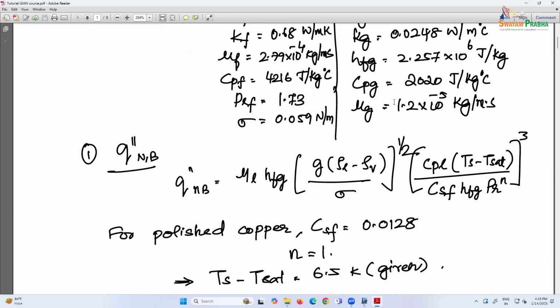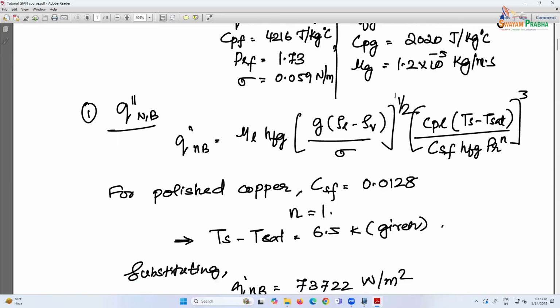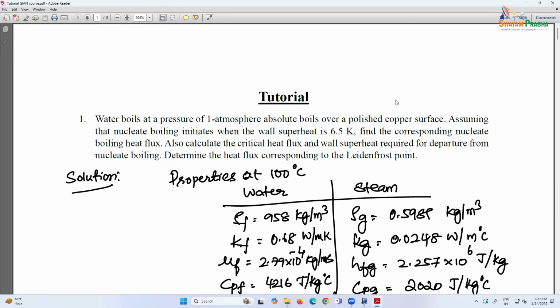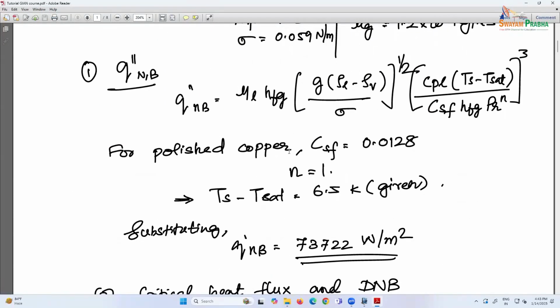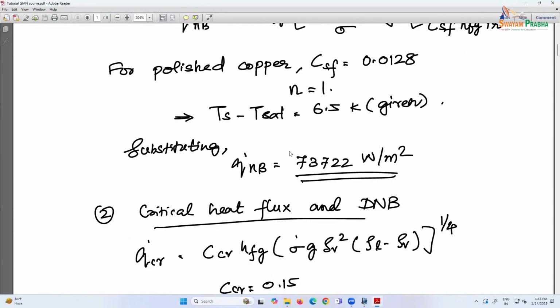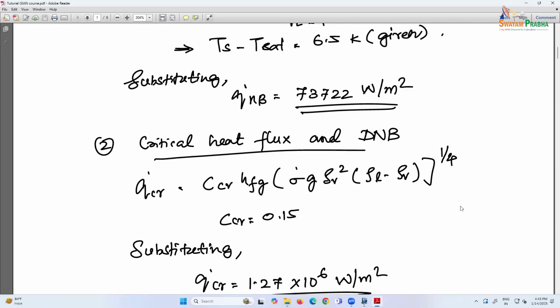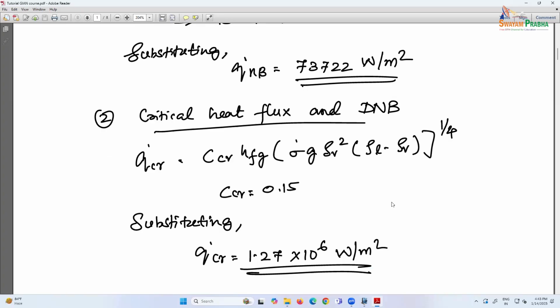So, this is using the Rosenhaus correlation, okay. And after that calculate the critical heat flux. So, you have the correlation also for critical heat flux. So, you just have to substitute these thermophysical properties and calculate what is the critical heat flux.